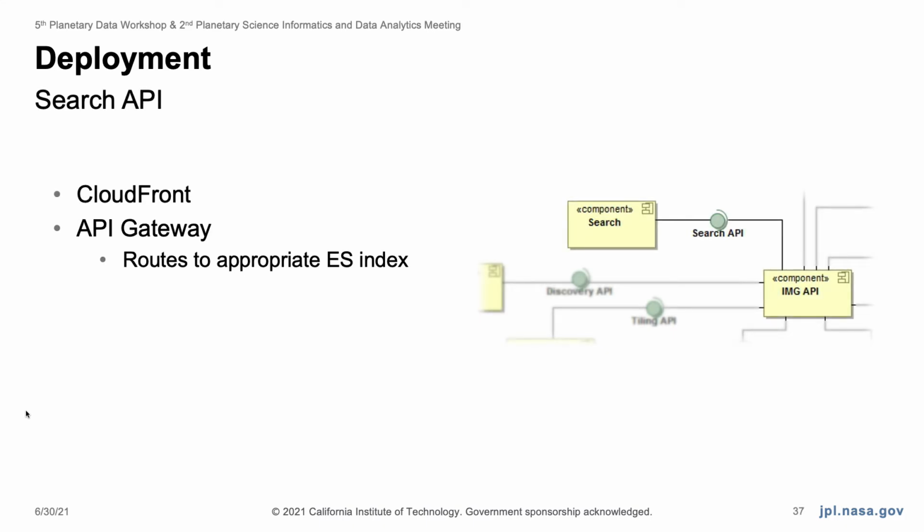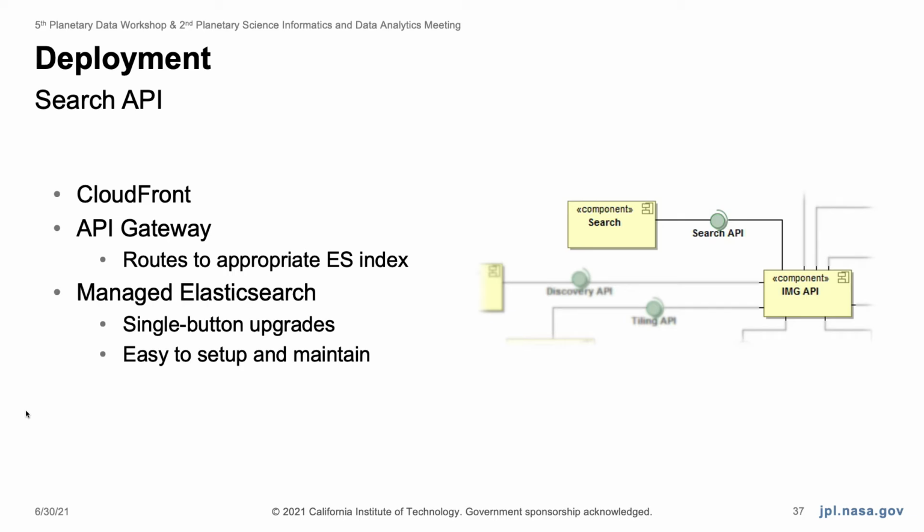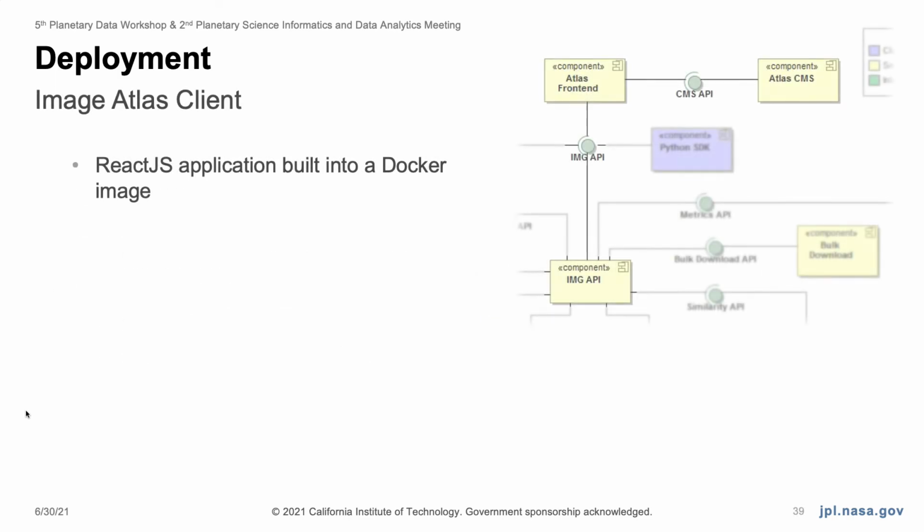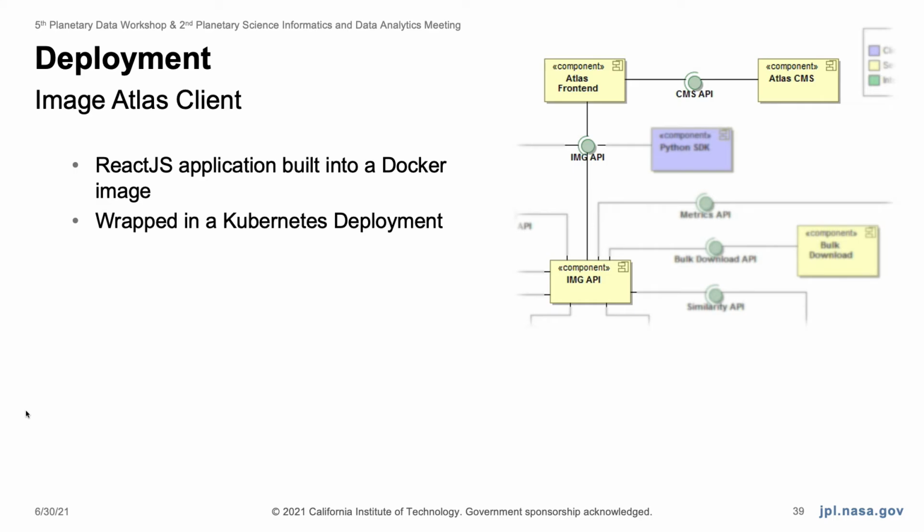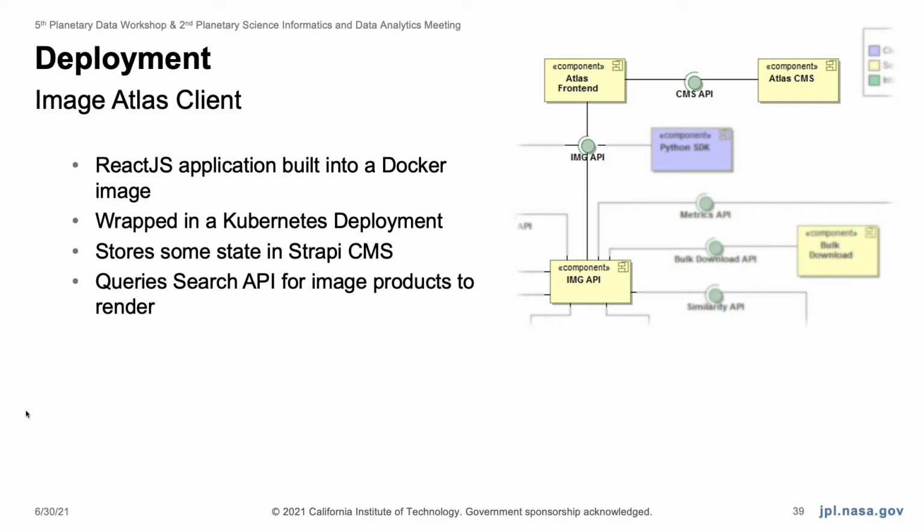For the search API, we use CloudFront, again, for request caching, and API Gateway for routing to Elasticsearch indexes. We also take advantage of managed Elasticsearch. And like I mentioned earlier, it's really handy for upgrades and maintenance. Finally, for the Image Atlas client, it's a React.js application built into a Docker image, which is in turn wrapped in a Kubernetes deployment. And some of the state that the Image Atlas needs is stored in a CMS using the Strapi technology. It queries the search API under the hood for image products to render.